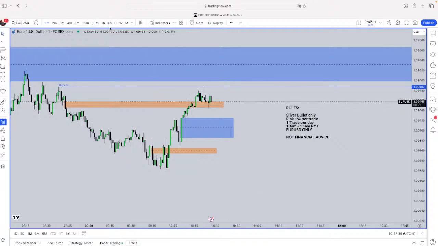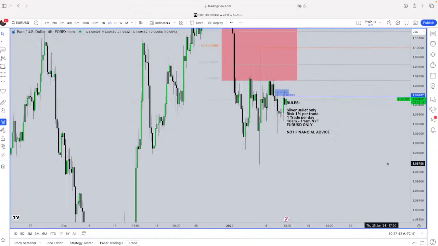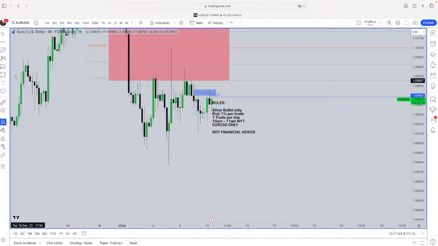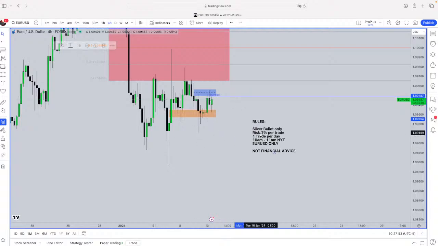The other one on Friday, let me have a look. Is it the one here? Yeah. If you just, let's have a look at the consequent encroachment, the midpoint.